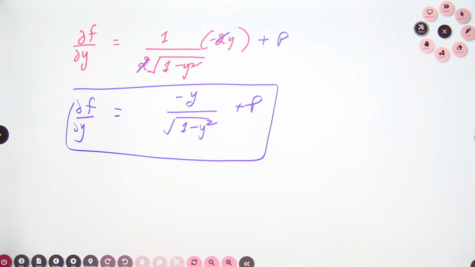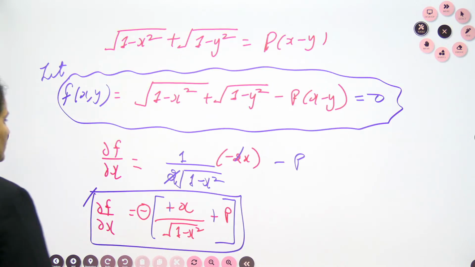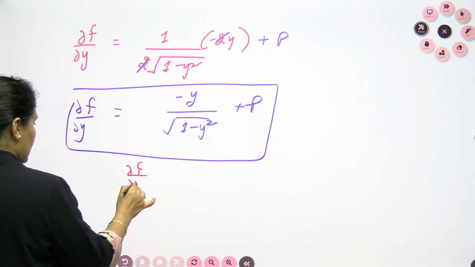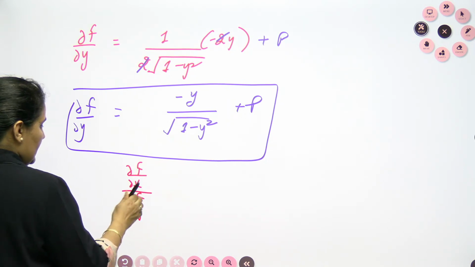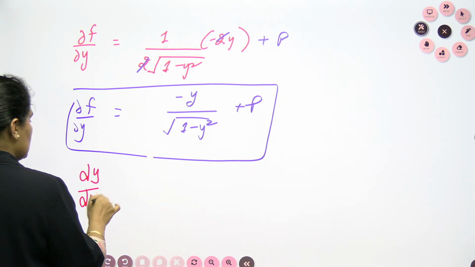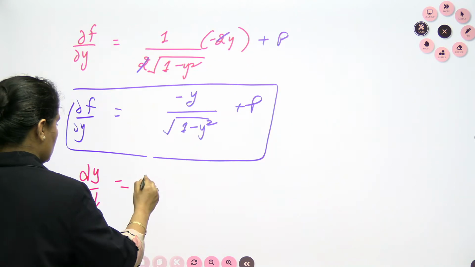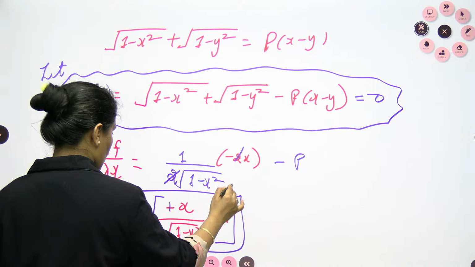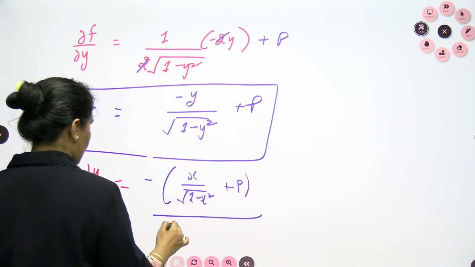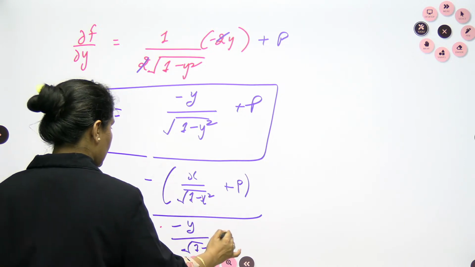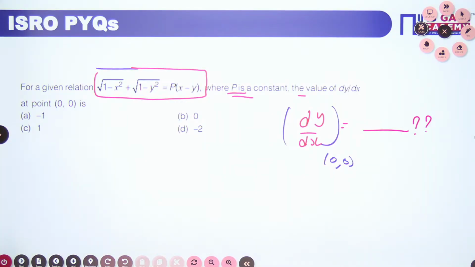I need the value of dy by dx. When I divide del f by del x by del f by del y, it will give me del y by del x, and I can get my result very easily. So dy by dx will be nothing but the division of these two things: minus x by root of 1 minus x square plus p, divided by minus y by root of 1 minus y square plus p. Okay, so we have options.